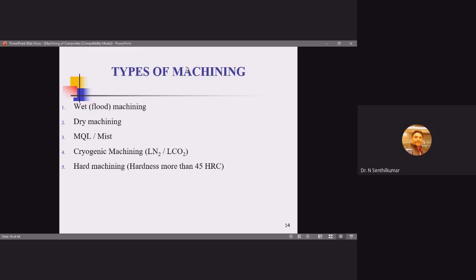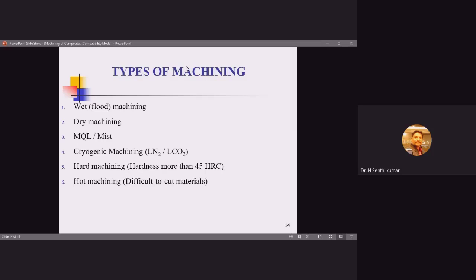Then we have hard machining. What is hard machining? Machining hard workpieces. That's all. Machining hard workpieces is known as hard machining. And what should be the hardness of the workpieces? Greater than 45 HRC in the Rockwell C scale. So the hardness of the material should be 45 HRC, in the Rockwell C scale.